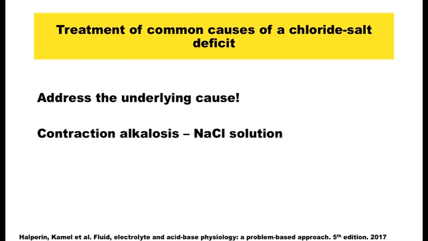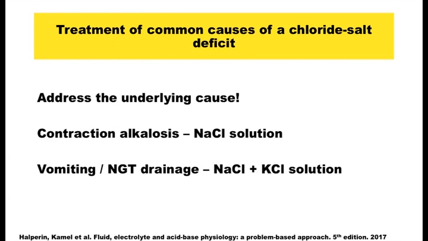For contraction alkalosis, it's really the replacement that is needed. These patients haven't gained bicarbonate. They have a contracted ECF, which has simply increased the concentration of the bicarbonate, but the bicarbonate content hasn't changed. And simply replacing it with sodium chloride or normal saline will return the metabolic alkalosis to normal.